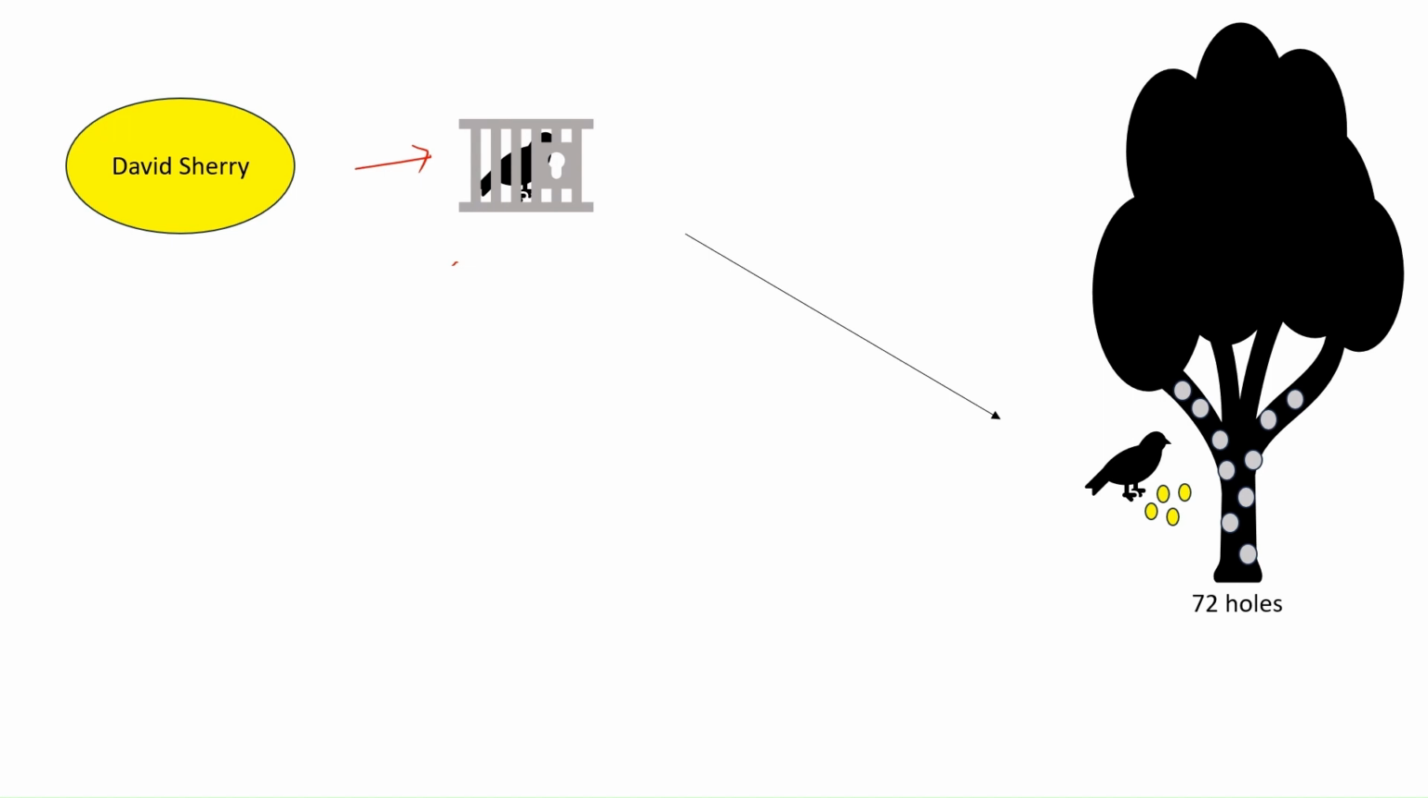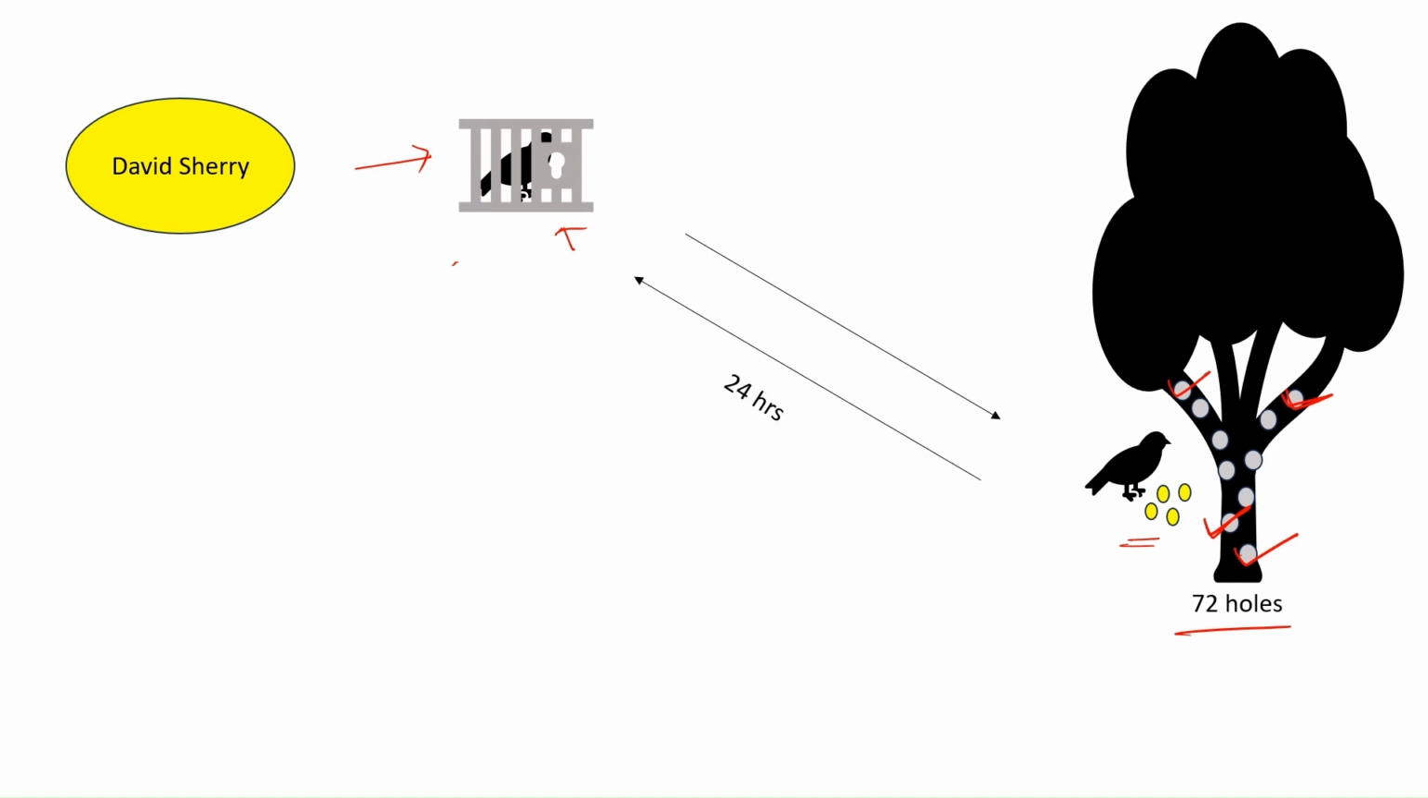So first he captured chickadees, not exactly one, here we are representing with one. Then he allowed them to store food in the holes of a tree placed in an aviary. How many holes were there in the tree? 72 holes. Now, the chickadee placed these seeds in some 4 to 5 holes. Suppose the chickadee chose this hole, this hole, this hole, and say for example this hole. These 4 holes the chickadee chose to store its food.